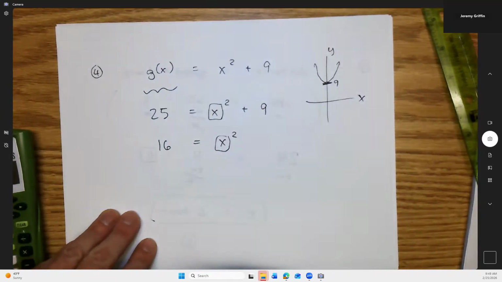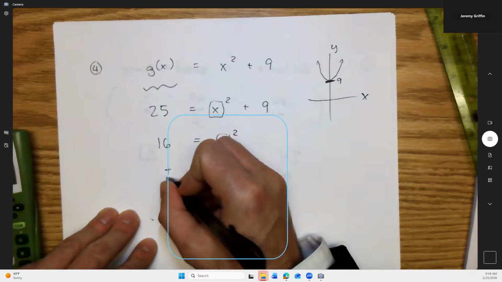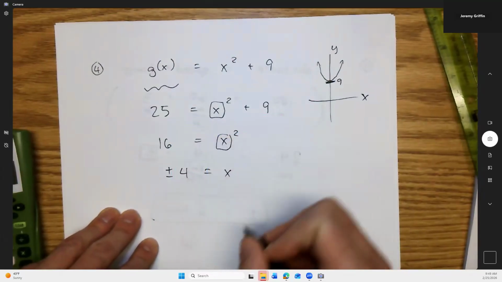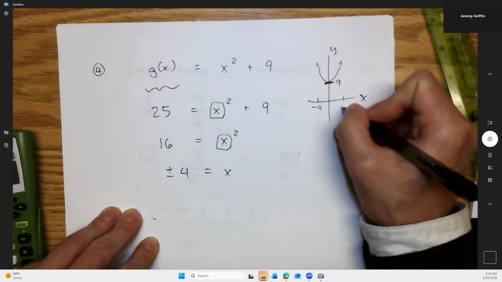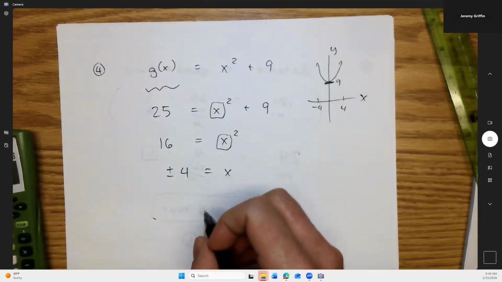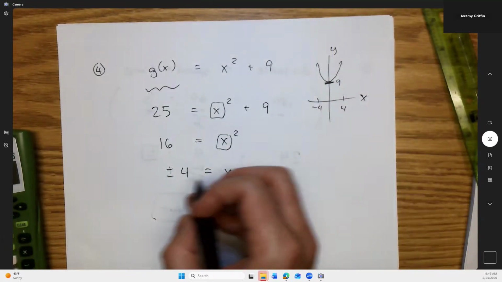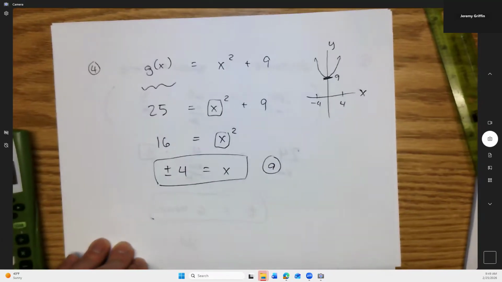And now what? X equals 4 because it's the square root of 16. There you go. Right, so back here at -4 and back here at 4, either way it would bring you up to 25. It looks like option A. Yeah, 4 is A. Everybody's got 4 is A? Yep.